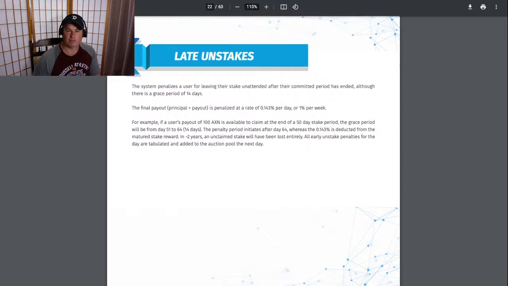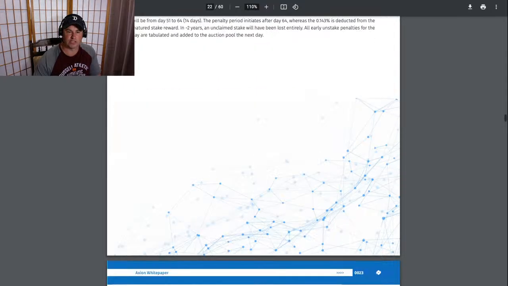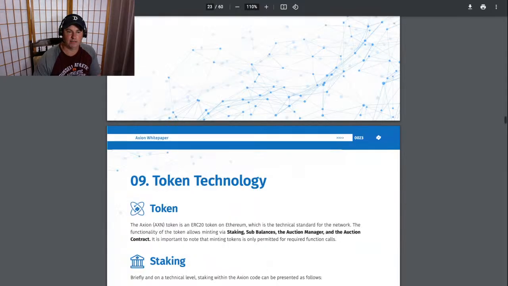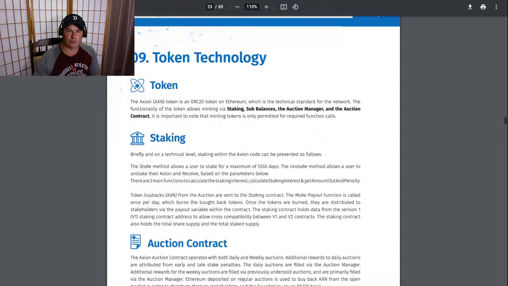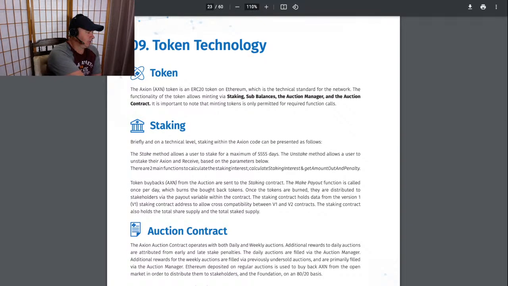All early unstaked penalties for the day are tabulated and added to the auction pool the next day. So there we are. So just take note when you have matured stakes. All right. So we're going to quickly go through the token technology, and hope you guys are enjoying this read through and some of the extra added explanations there.